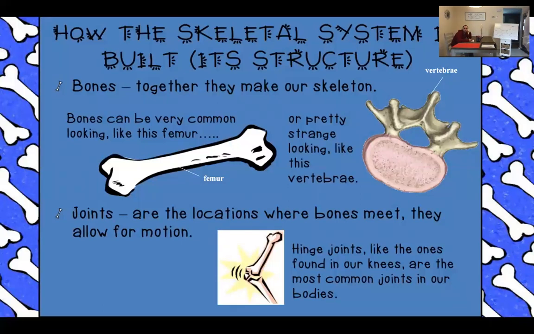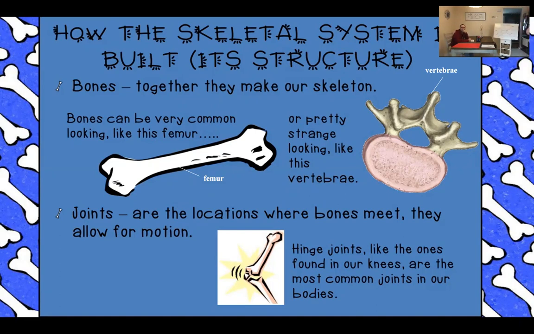Okay, so how is the skeletal system built? So the skeletal system contains bones, obviously. The bones are what make up the skeletal system, and they can be very common looking, like the femur. So again, we have the femur. It's going to be this large bone here. It's one of the largest bones in the body. Or they can be strange looking, like the vertebrae. So the vertebrae, we spin him around here, the vertebrae actually make up our spine.